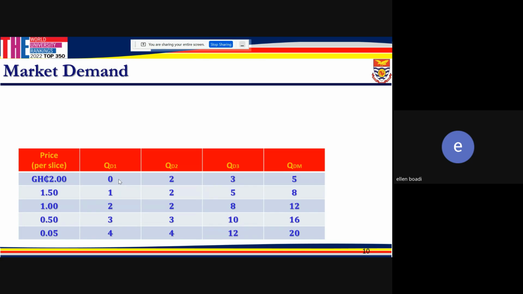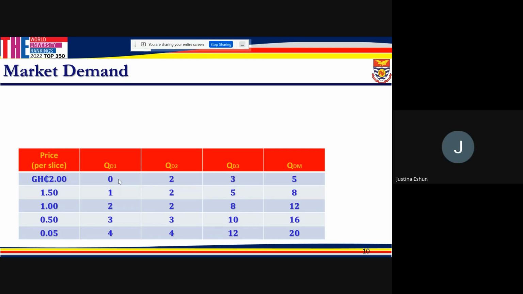So market demand is the sum of the quantities bought by various individuals, various consumers in that market, at a given price. That will give you the market demand. Please, is it clear now?